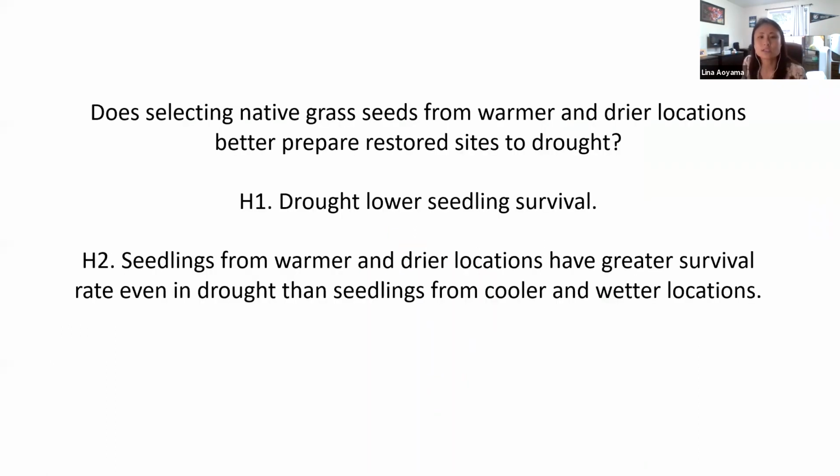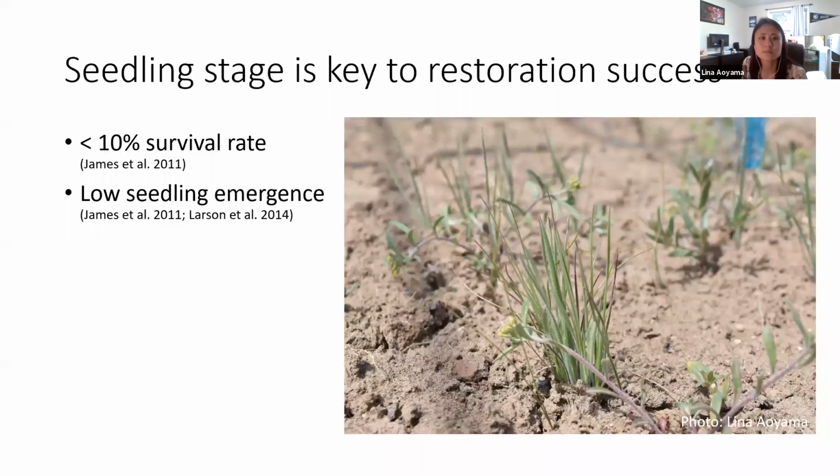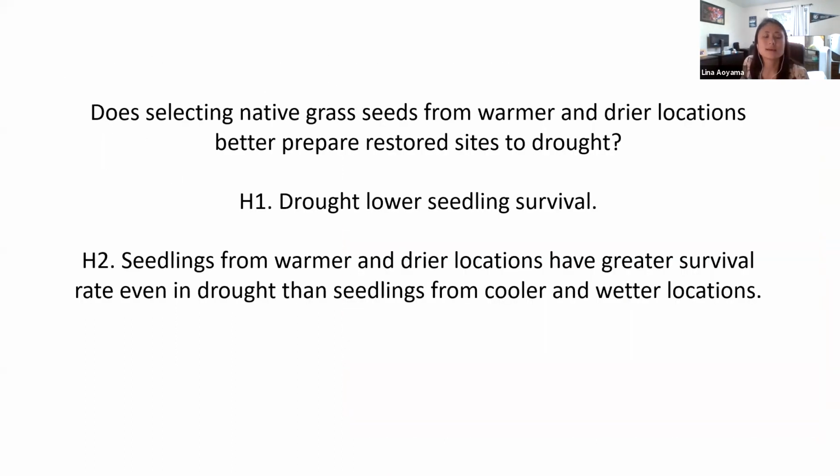My research question is this: does selecting seeds from warmer and drier locations better prepare restored sites to drought? And my first expectation is that drought lowers seedling survival, and second, seedlings from warmer and drier locations have greater survival rate, even in drought, than seedlings from cooler and wetter locations.